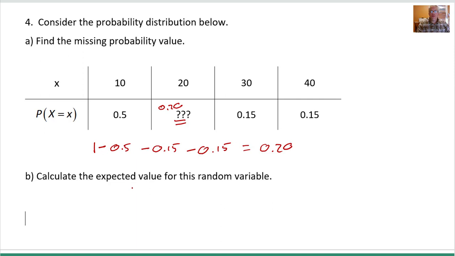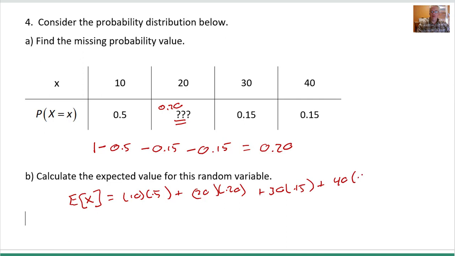And now we can compute the theoretical average. We don't know if this is a game or not, but if this is a game, this would be how much we'd expect to win. So we're going to get the expected value of our random variable X equals 10 times 0.5 plus 20 times 0.20 plus 30 times 0.15 plus 40 times 0.15. And it turns out this time you get 19.5.